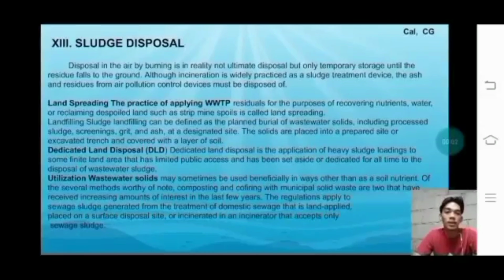Sludge disposal. Disposal in the air by burning is in reality not ultimate disposal, but only temporary storage until the residue falls to the ground. Although incineration is widely practiced as a sludge treatment device, the ash and residues from air pollution control devices must be disposed of. Land spreading. The practice of applying WWTP residuals for the purposes of recovering nutrients, water, or reclaiming despoiled land such as strip mine spoils is called land spreading.